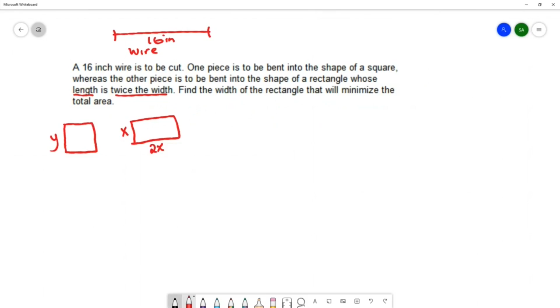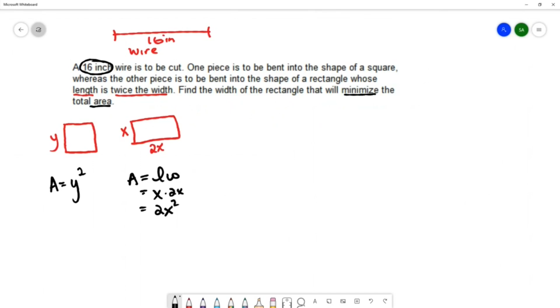And so what I know is that I'm going to be taking this piece of wire that is 16 inches, and I want to find the minimum area. So let's represent the area of these two figures. The area of a square will be the side squared, and the area of the rectangle will be length times width. So for this example, it will be x times 2x. So it'll be 2x squared.